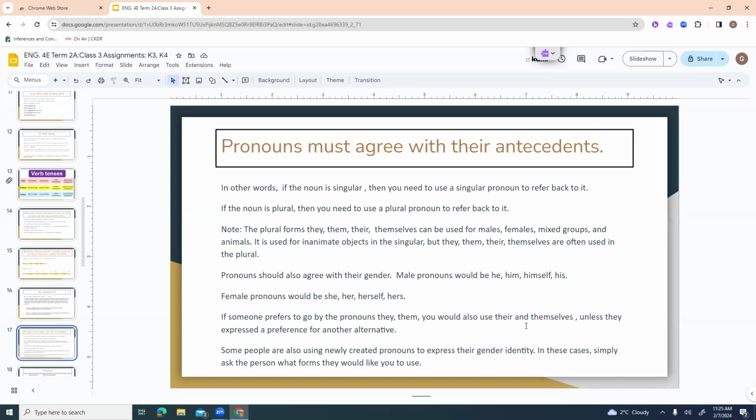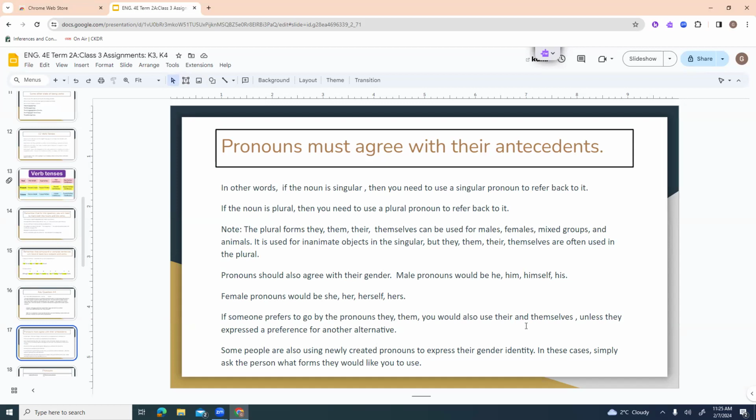Usually, we use it for inanimate objects in the singular. Like I said, I put the pen on the table, it rolled off. That makes perfect sense. But if I said I put a handful of markers on the table, I would usually not say it, I would say they rolled off at that point because it's plural. There isn't really a plural for it in English.